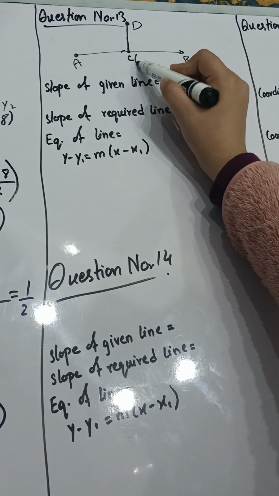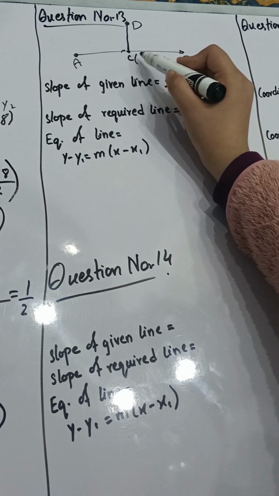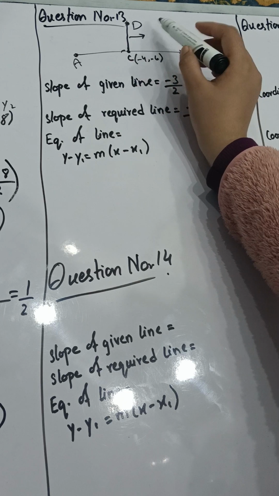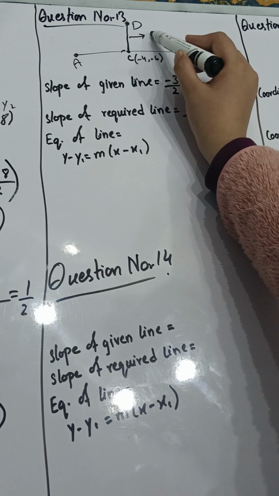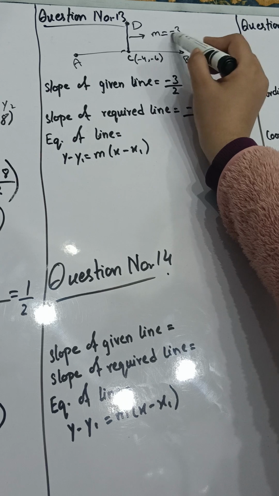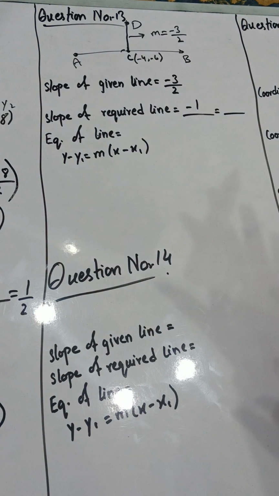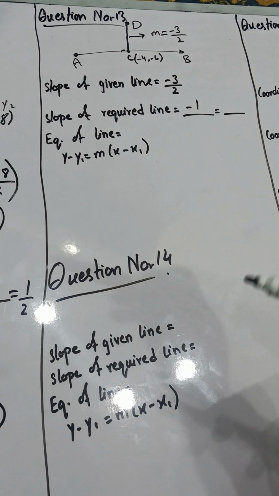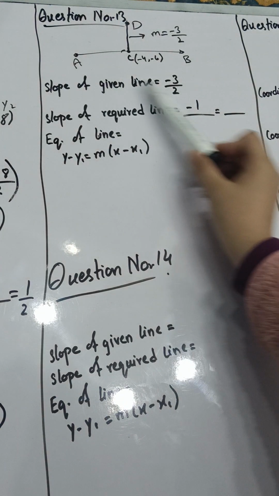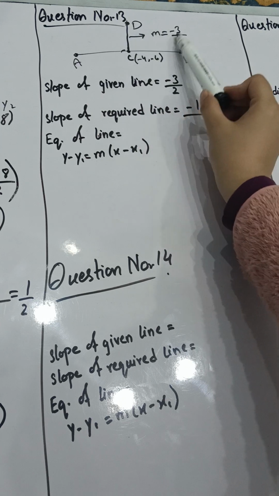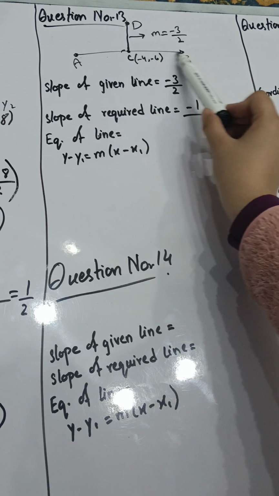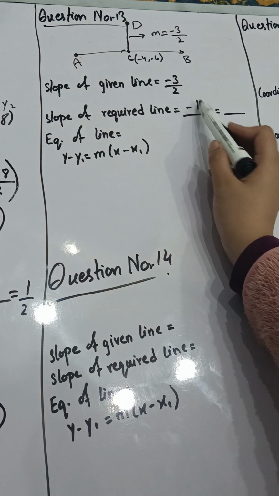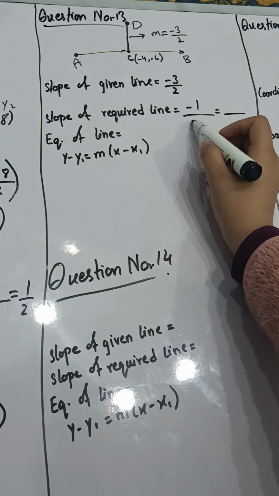Now the point C is given to you, which is minus 4 and minus 6. Only this is given, and the slope of this line is given to you, the slope m is equal to minus 3 by 2. Only this information is given to you in this exercise. Now you have to find the equation of it. So the slope of the given line is this, but you have to find the slope of this line. So how do you find it? The slope of the required line is equal to minus 1 over the slope of CD.